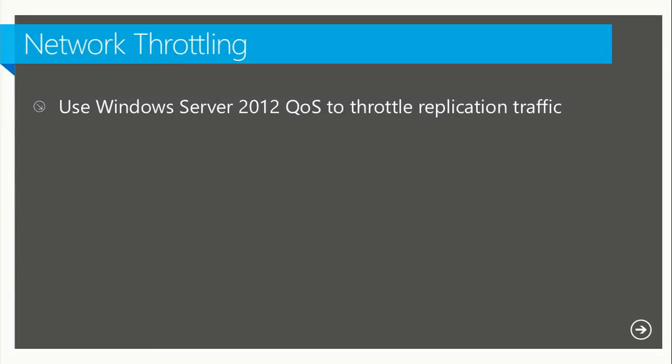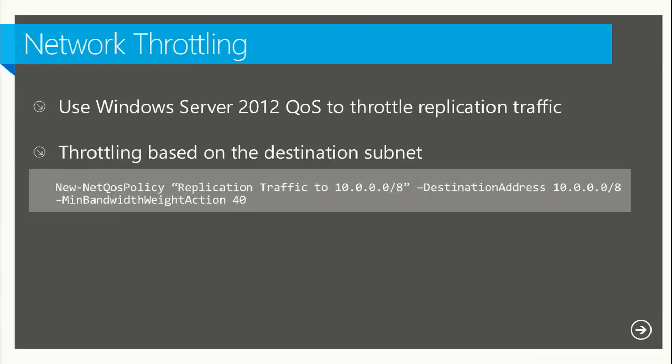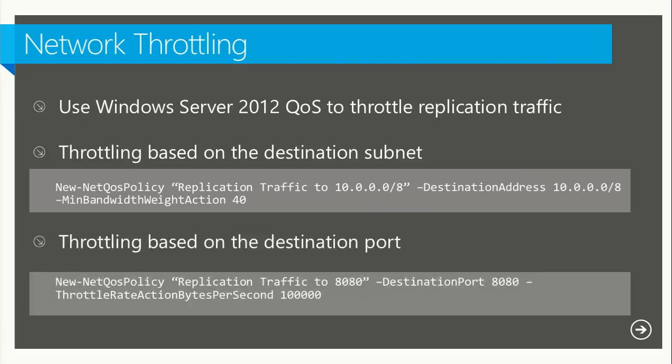Second thing is, of course, the throttling. You can do this probably with a GUI, but what you can do in this case, you can do the throttling based on your destination subnet. We have to promote a bit PowerShell, so here are the PowerShell commands. You can use that. Or you can use it based on the destination port. Again, all PowerShell things you can do.